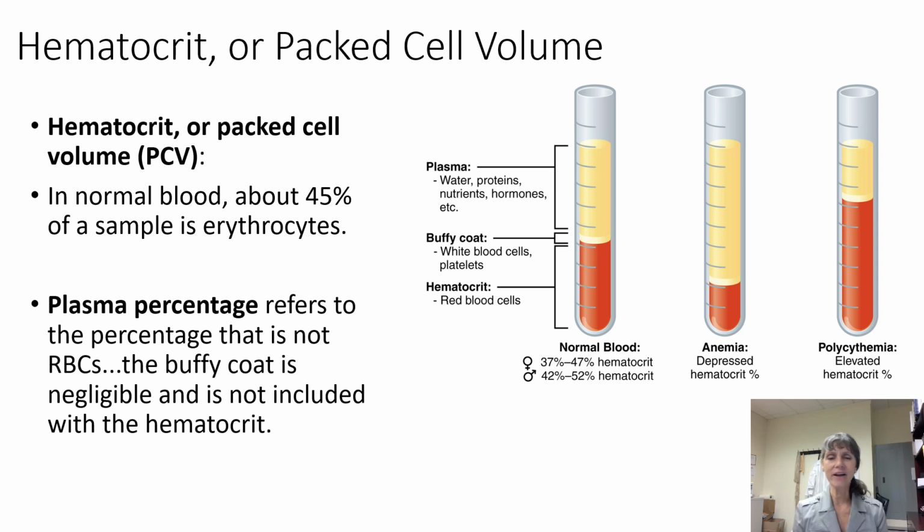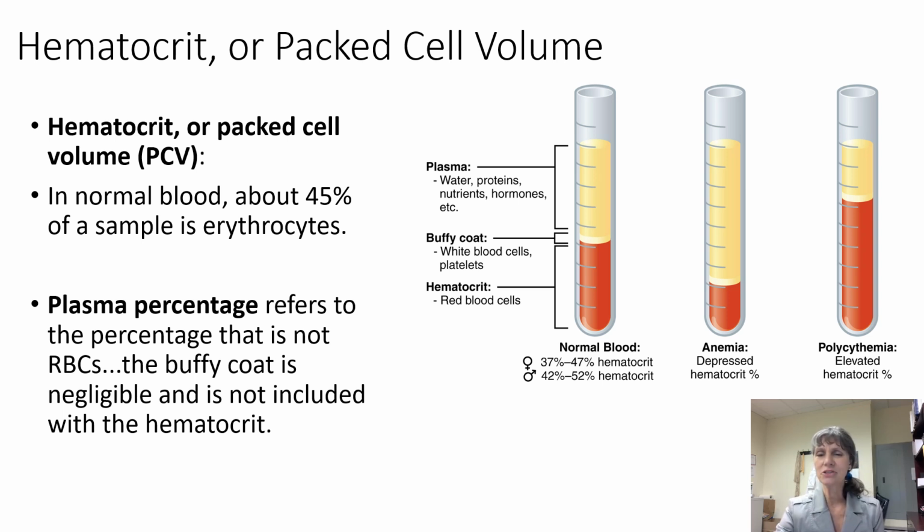Men tend to have a higher level of hematocrit, and it goes anywhere between 42 to 52%. Women have a lower volume of hematocrit, which is normally 37 to 47%. Again, if you remember that the normal range for hematocrit or packed cell volume is 45%, that's good. The plasma percentage refers to the rest of the blood sample that's not the hematocrit.